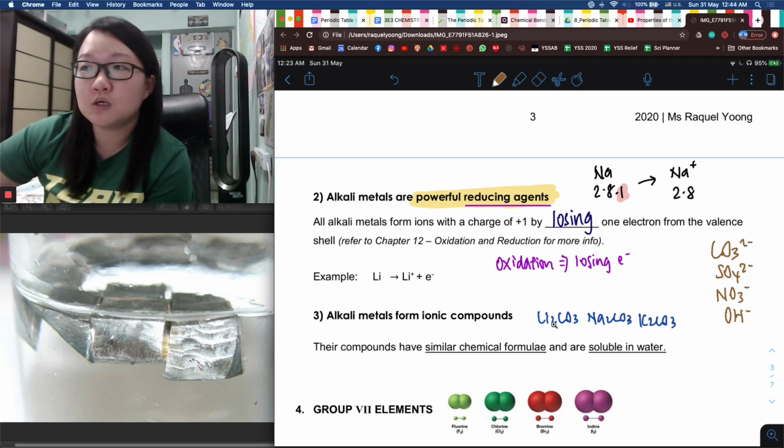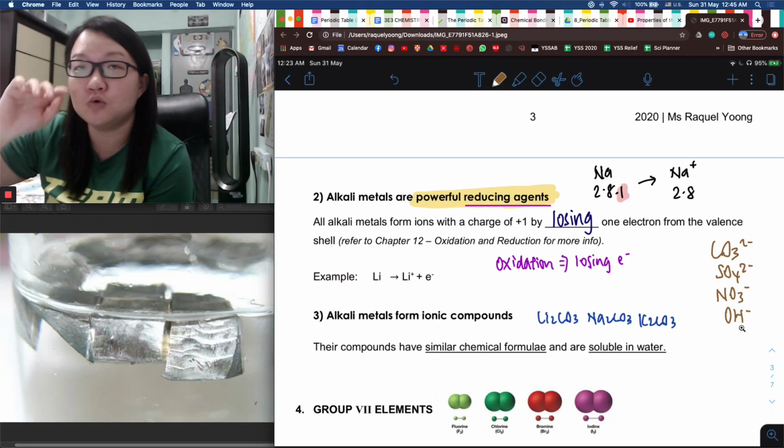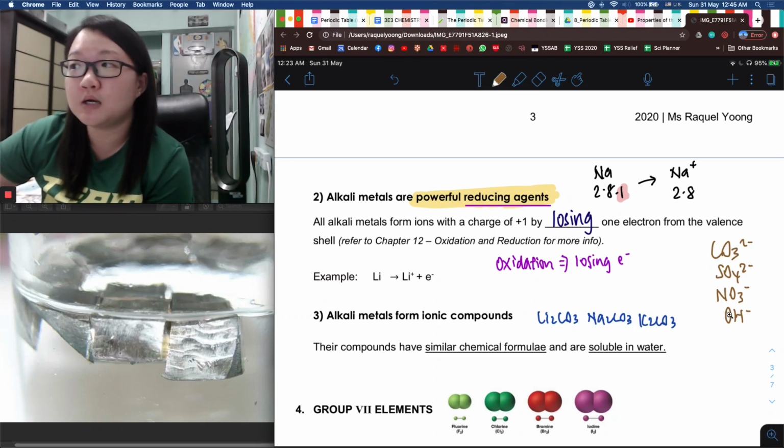Just to give you some examples, let's say I use this polyatomic anion, carbonate. You'll notice that the chemical formula is very similar. This is lithium carbonate, sodium carbonate, and potassium carbonate. Also take this opportunity to remind you of the polyatomic anions that you need to memorize. Carbonate is CO3 2-, sulfate is SO4 2-, nitrate is NO3-, and then hydroxide is OH-. Hydroxide ion is also the one that gives you the alkaline properties.